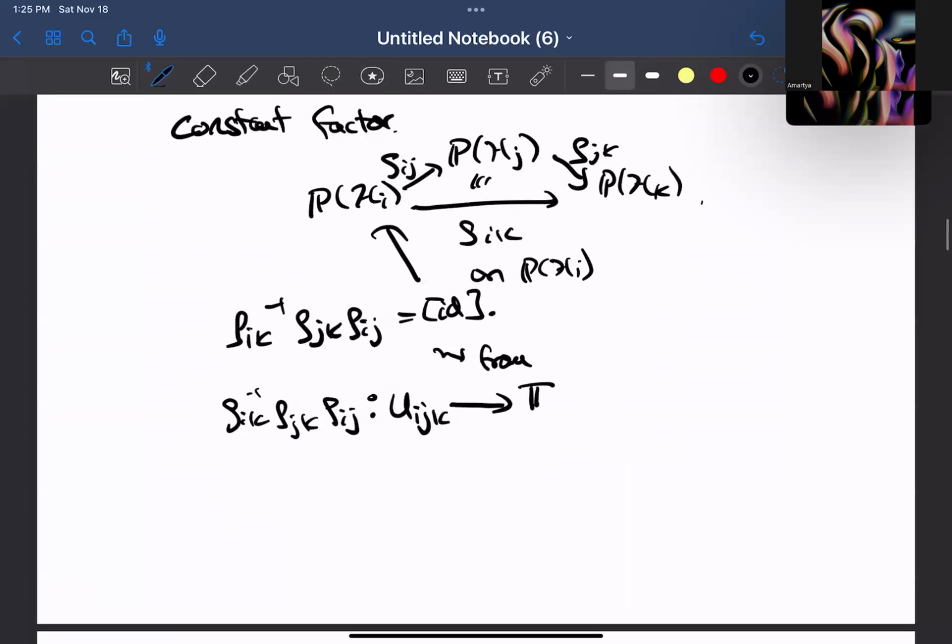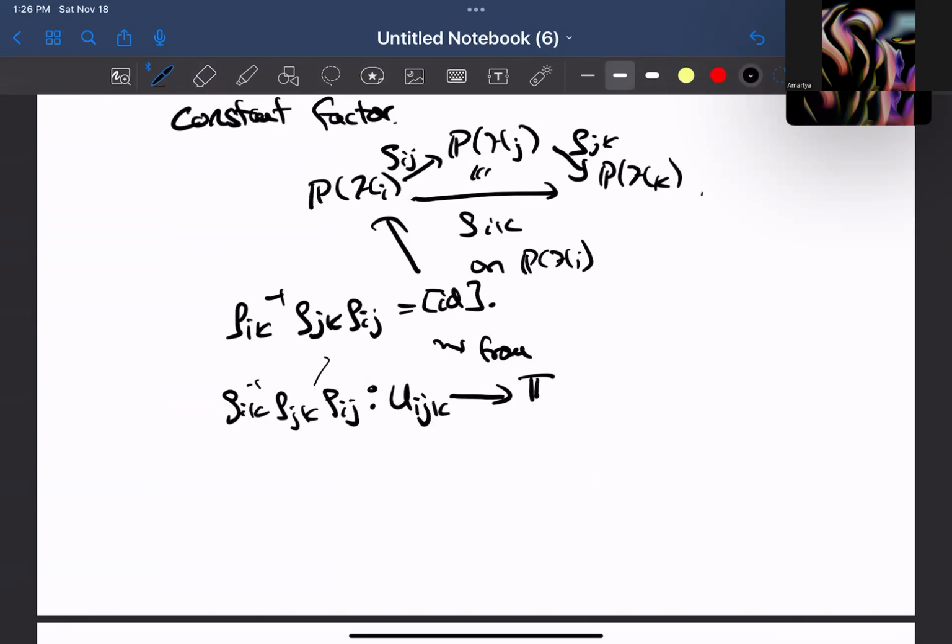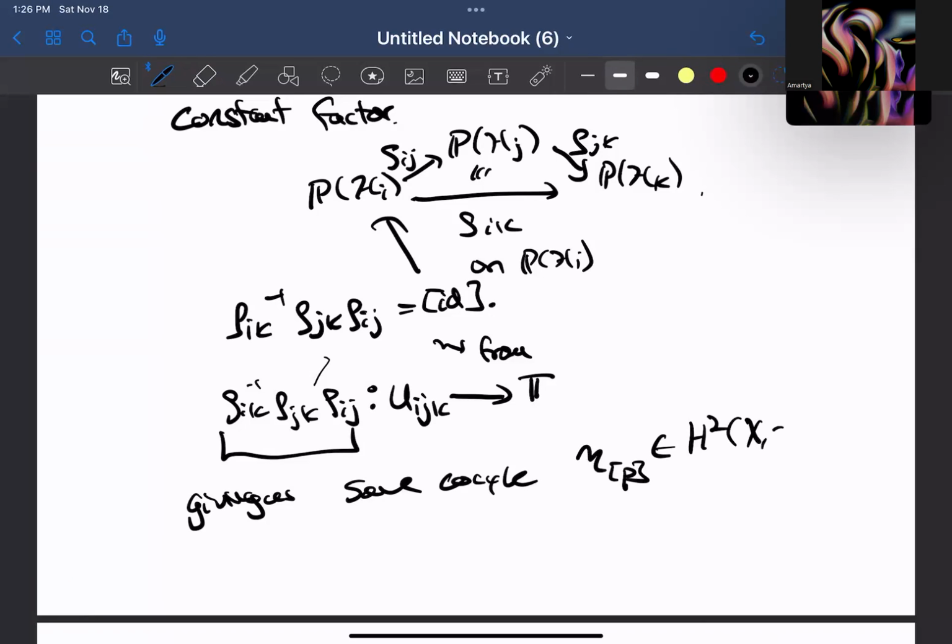So this is going to determine a cocycle, giving us a class, or rather, I guess what's better to say is, these maps here are giving us some cocycle, which we're going to call eta associated to P, which is going to live in H^2 of X with coefficients in the sheaf of continuous functions to the circle.